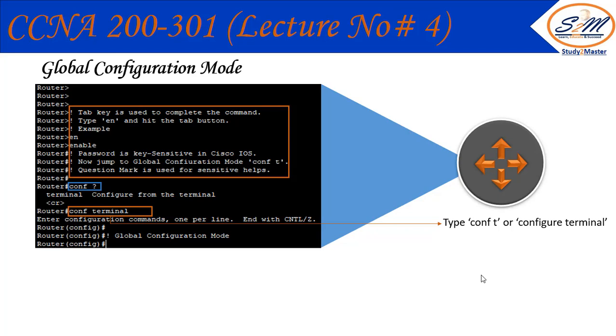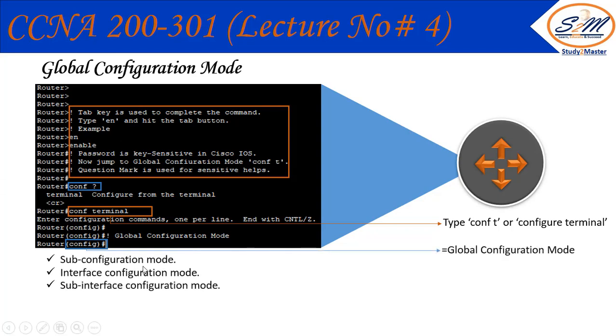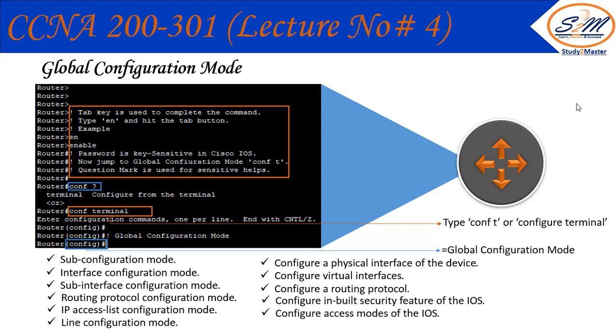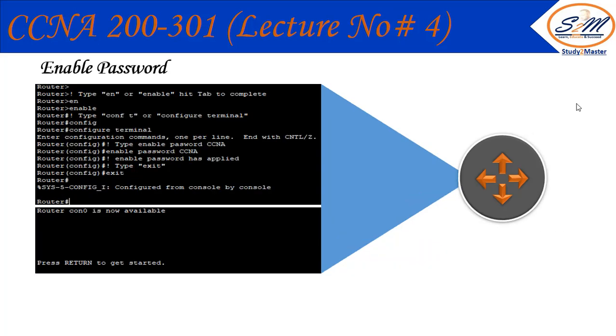So you can type conft or configure terminal in order to jump to the next mode, and this prompt sign is shown here as the global configuration mode. With the global configuration mode, as I have already told you, we can do everything: sub-configuration modes, interface configuration mode, configure routing protocols, configure virtual interfaces, configure inbuilt security features of the IOS, line configuration mode, and lots of stuff.